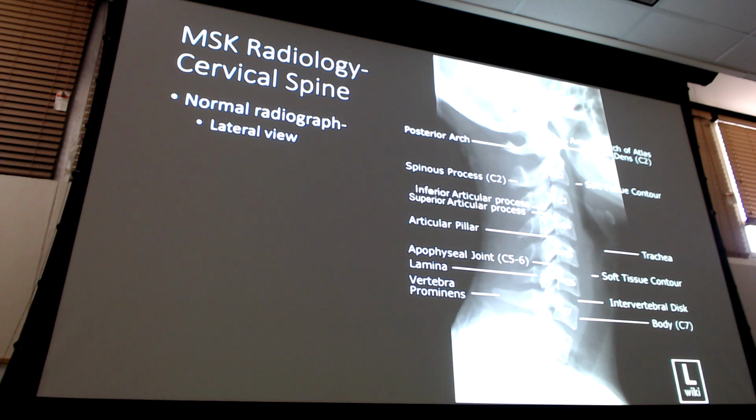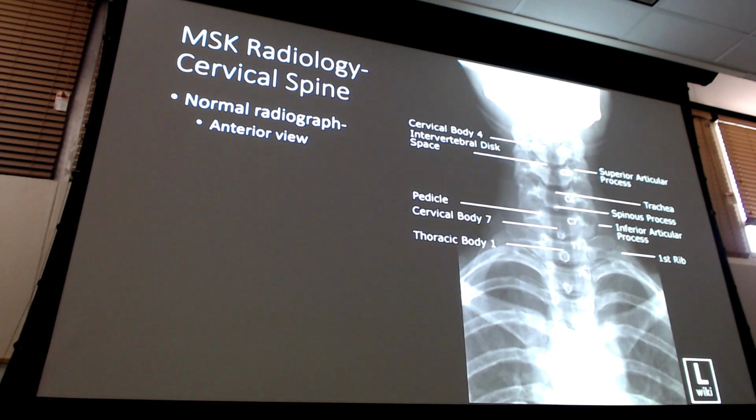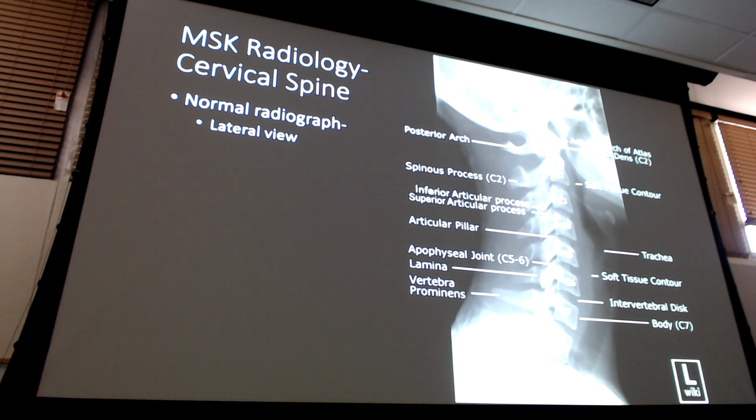So when we're doing a lateral, we count from the top down. We do the frontal, we find T1, and we count up. Know how to count your vertebrae.